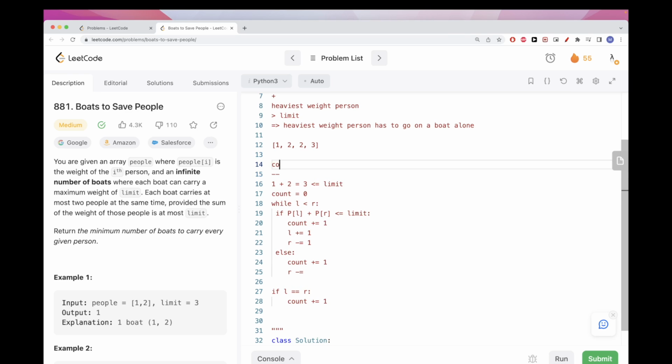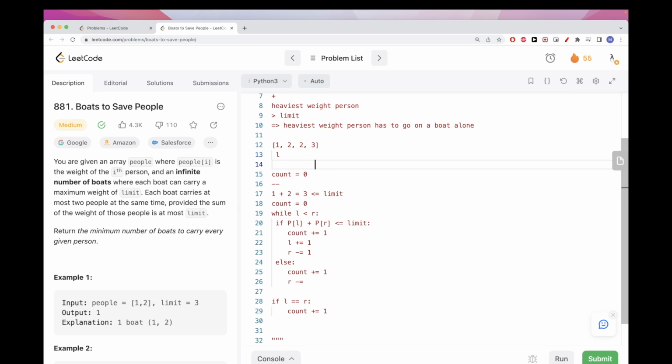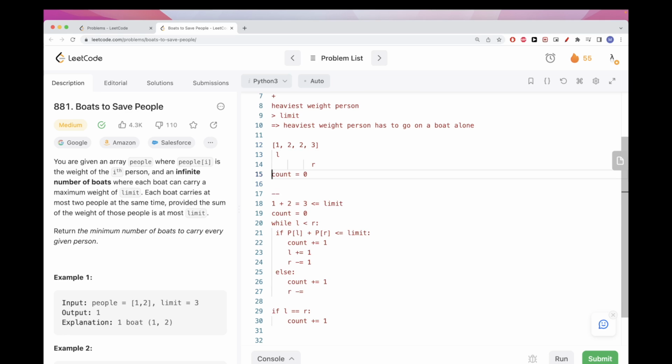Let's apply it. So we need count equal to 0. First our left is here, and then our right is here, right? Since 3 plus 1 is 4, which is bigger than the limit, we just increment our count by 1 and move our right to the left. That would be here at 2. Now 2 plus 1 is within the limit, right? It's smaller or equal to 3. So we increment count, but we also decrement L.